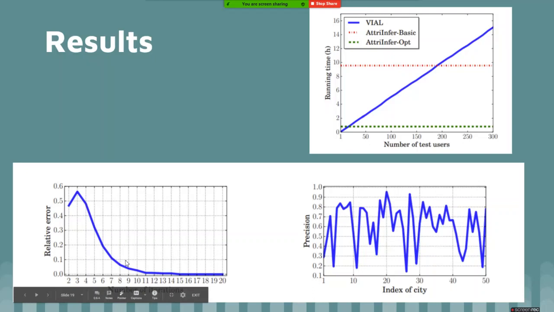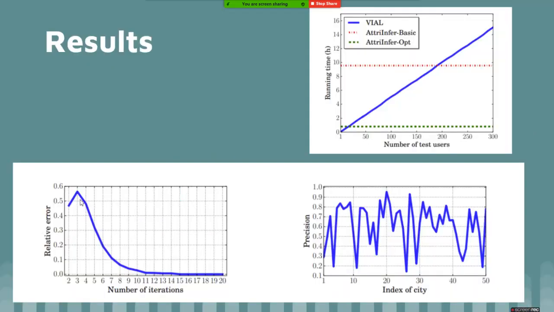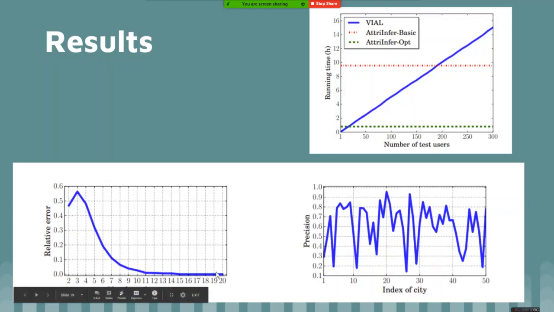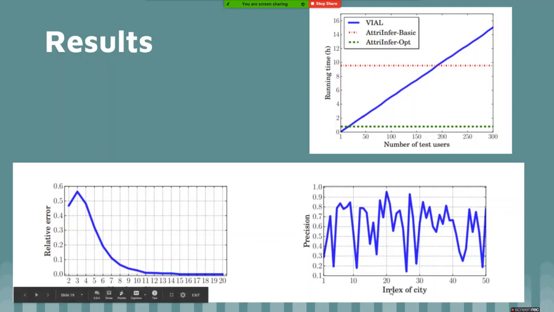Also, this graph on the left shows that the message iteration using the optimized Markov random field is converging very quickly, only after 20 iterations. And the last result that the author obtained is that the precision of the model does not depend at all on the index of the city.